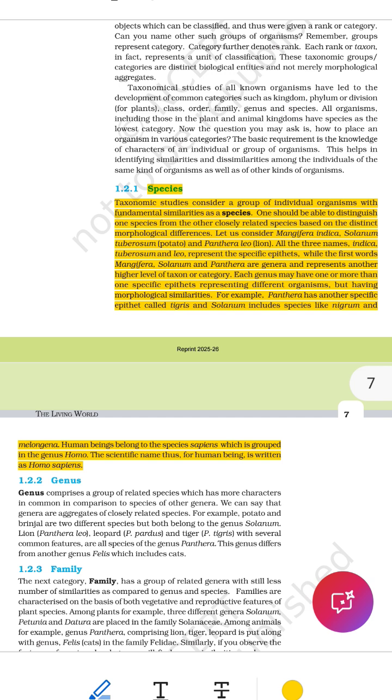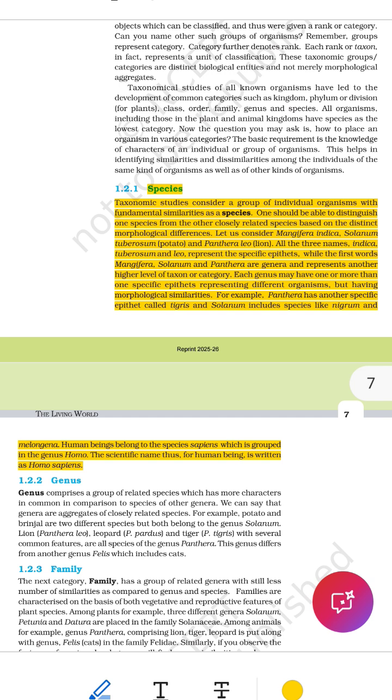Original: Taxonomic studies consider a group of individuals with fundamental similarities as a species. Simple explanation: organisms means any living thing. A person, a dog, a plant, even bacteria. A group of organisms means many living things.